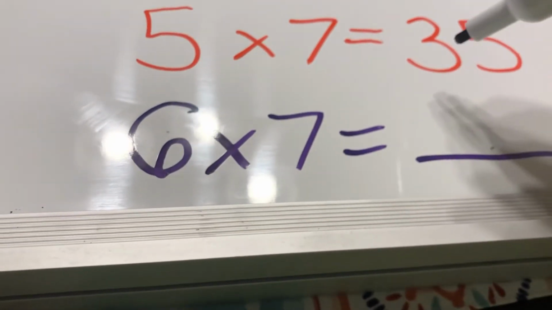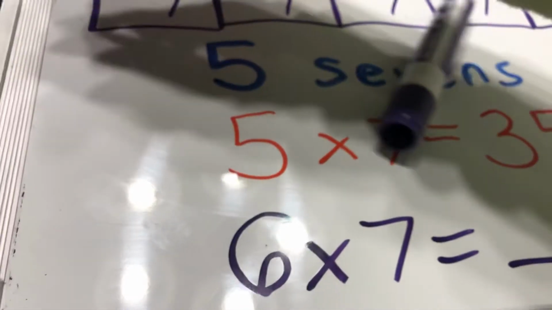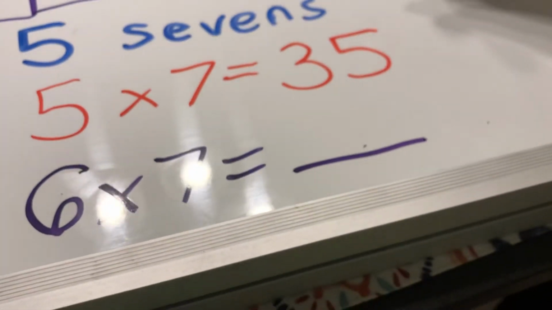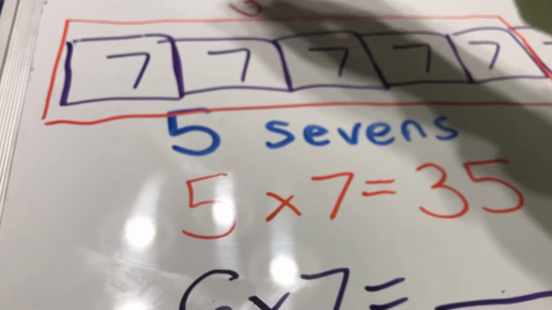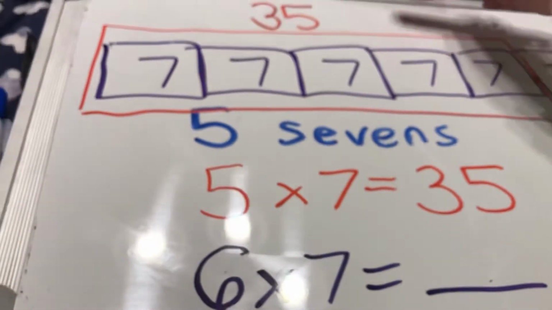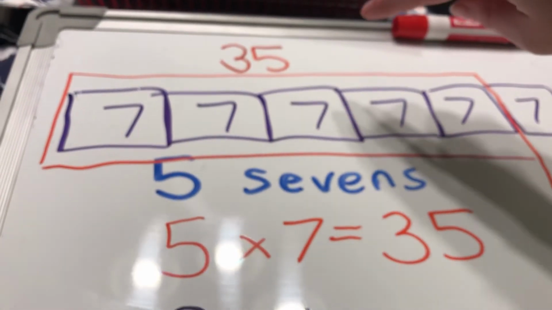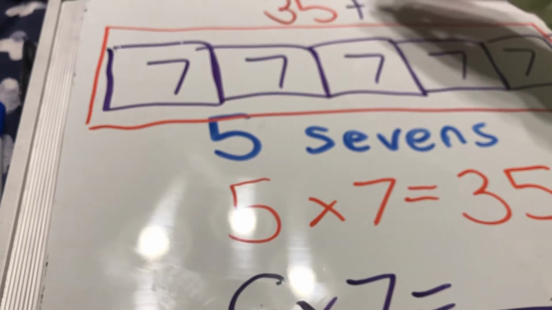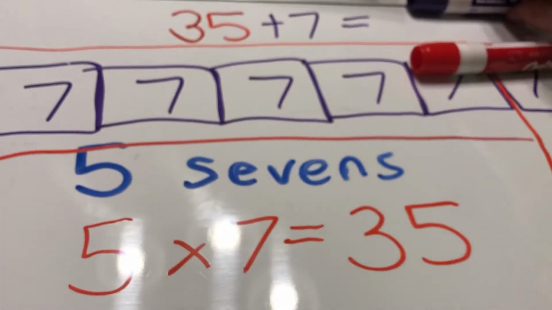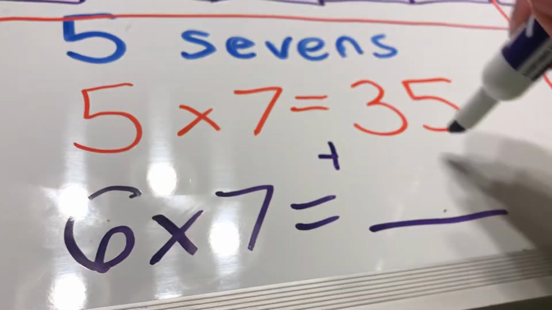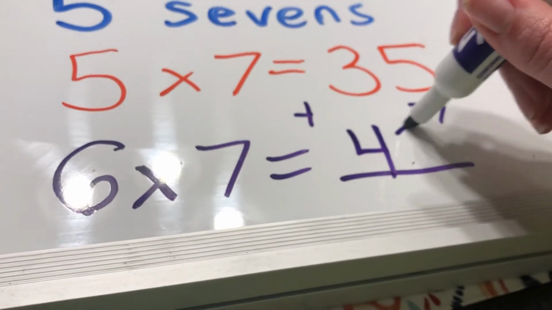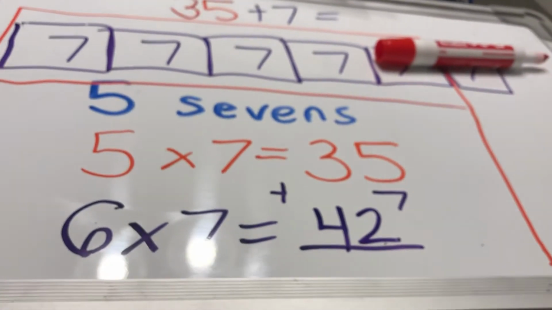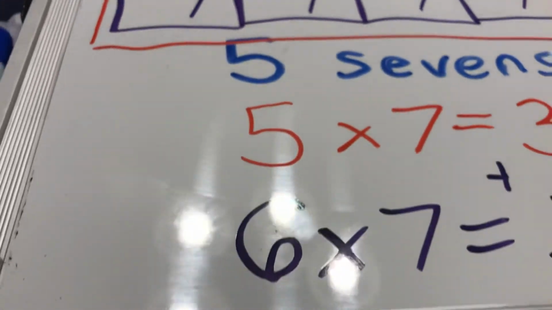So, what number should we add to 35? Because this box here is 35. 1 more group of 7. So the box here shows 5 groups of 7 gives us 35. 1 more group of 7 gives us 6 groups of 7. So we just add 35 plus 7. What is 35 plus 7? Yeah, exactly. 42. Good job.